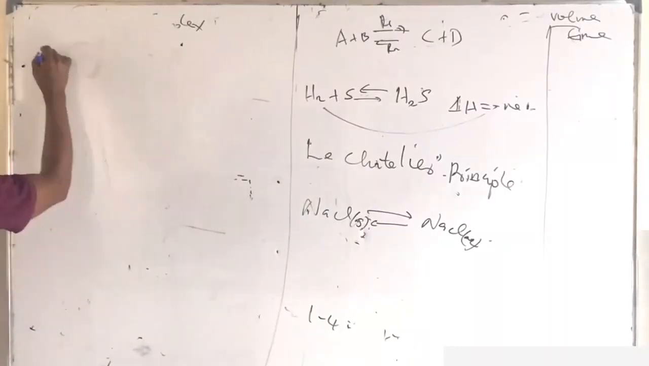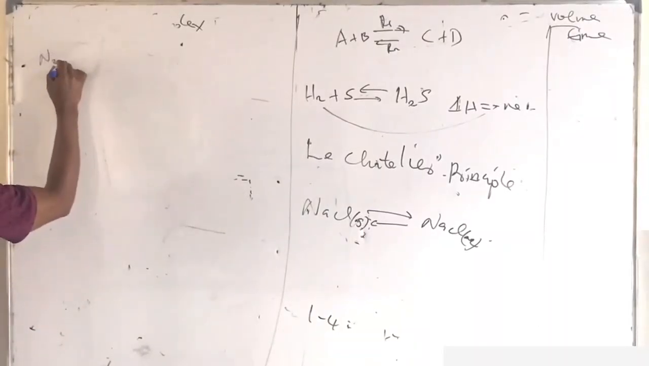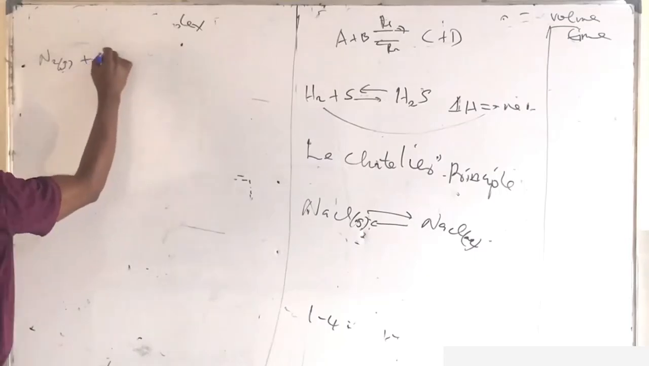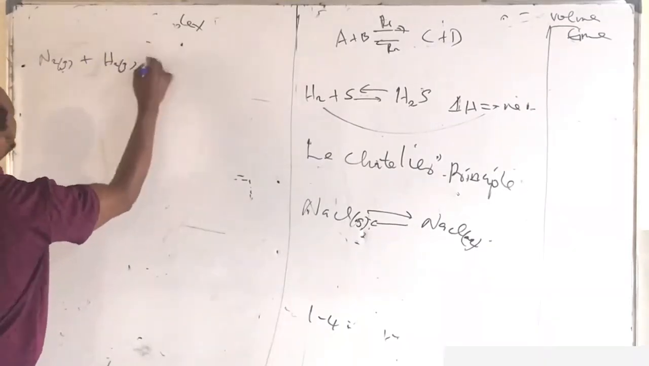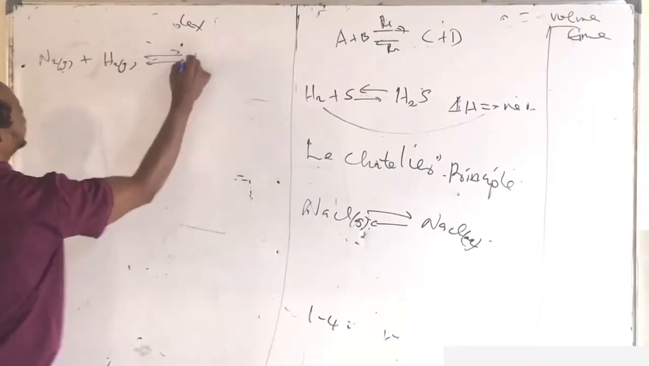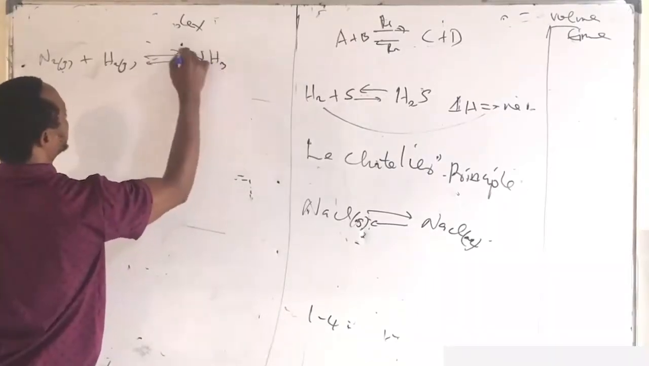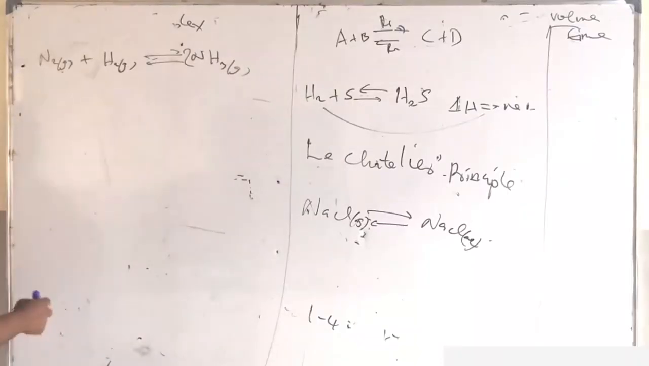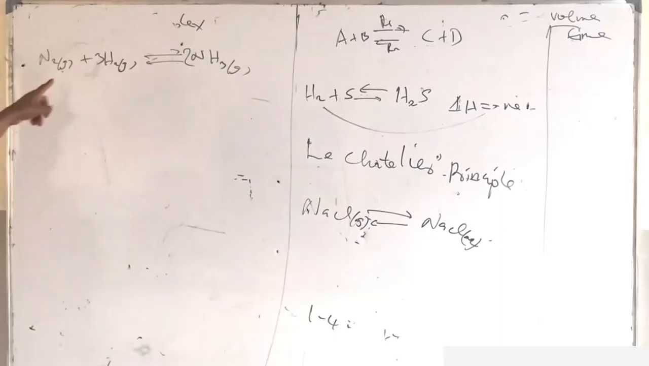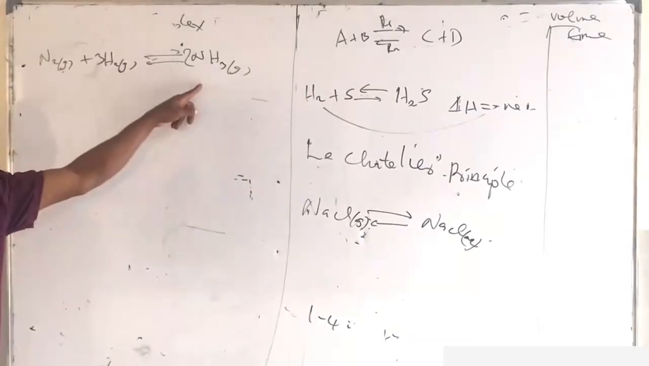I have nitrogen, let's form ammonia: nitrogen gas plus hydrogen gas, then giving us ammonia gas. Now, you are asked, what is the effect of pressure on this reaction? Now, number one, I say there must be what? All gaseous. There are all gases here, am I right? Number two, there must be what?